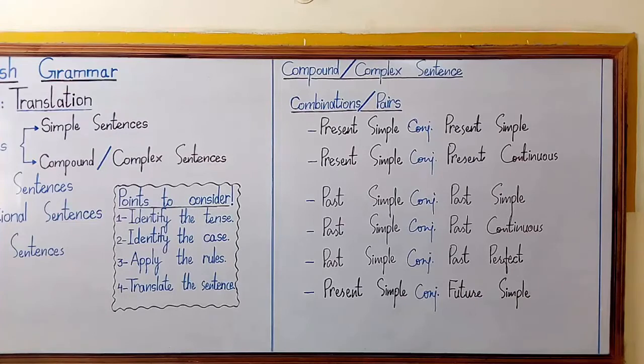So this is a combination of two simple sentences joined by a conjunction, making a compound or a complex sentence. Present simple and present simple. Second is present simple, conjunction, present continuous.